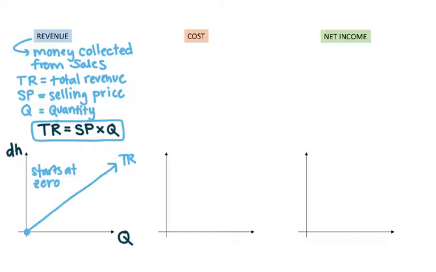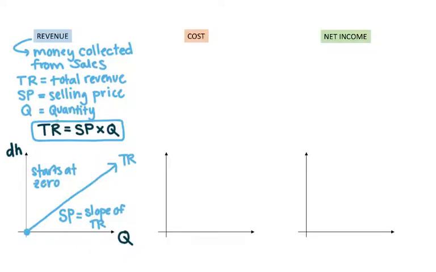And one other interesting thing about it that you're going to have to memorize is that if you want to know the selling price of the item in the store, then all you must do is find the slope of the total revenue graph. Okay, let's move on and talk about costs.